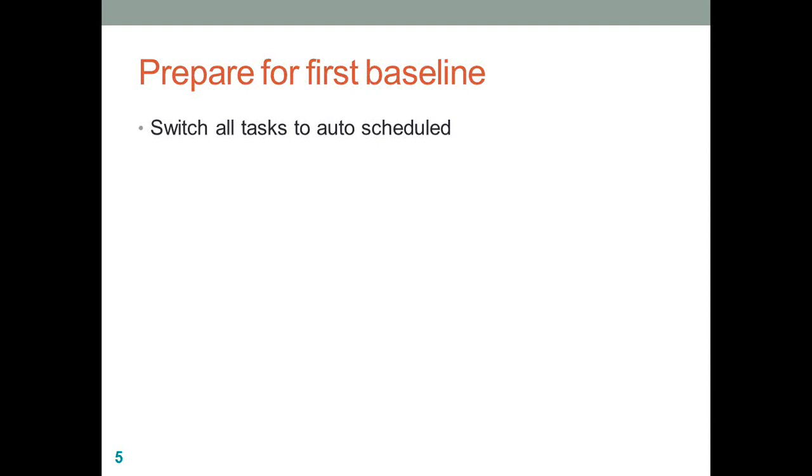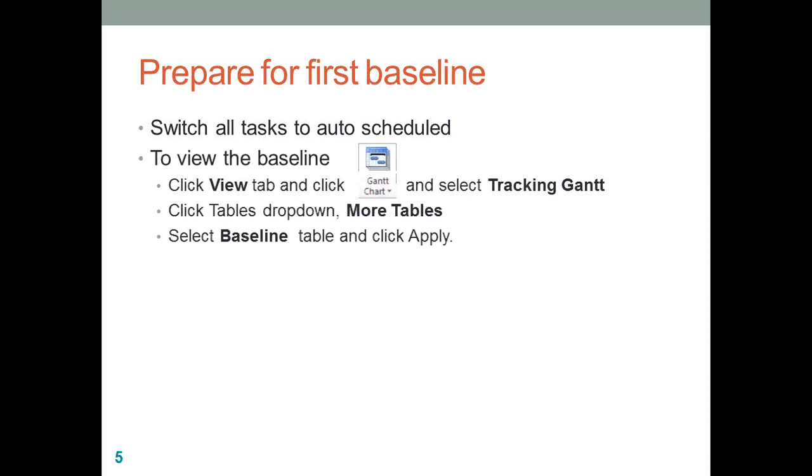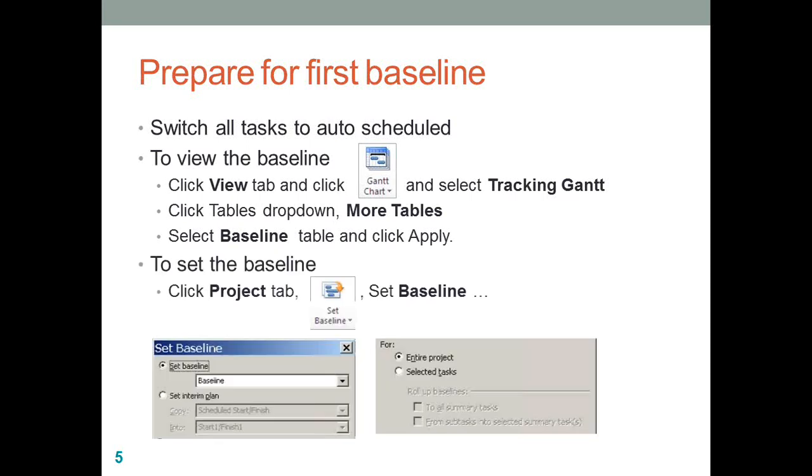So let's quickly recap what we have seen. The first step is, in order to do a first baseline, make sure that you switch all your tasks to auto scheduled, and to view the baselining, make sure that you change your tables to the baseline table. To do your first baseline, go to the project tab, choose the set baseline option, and as you know, there are 11 baselines in MS Project, but the active baseline is baseline, and baseline 1 to baseline 10 is used only to store the old versions of your baseline.